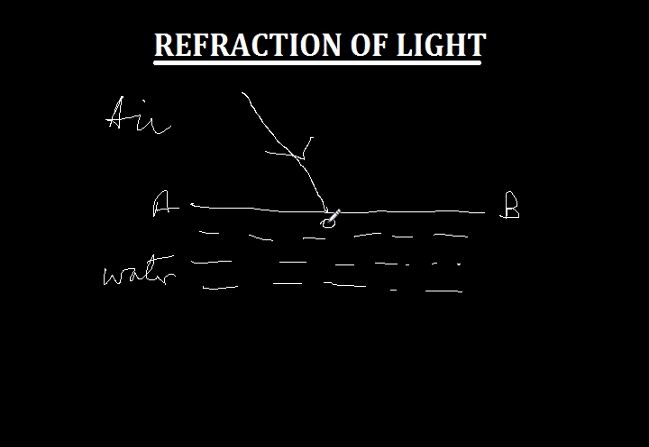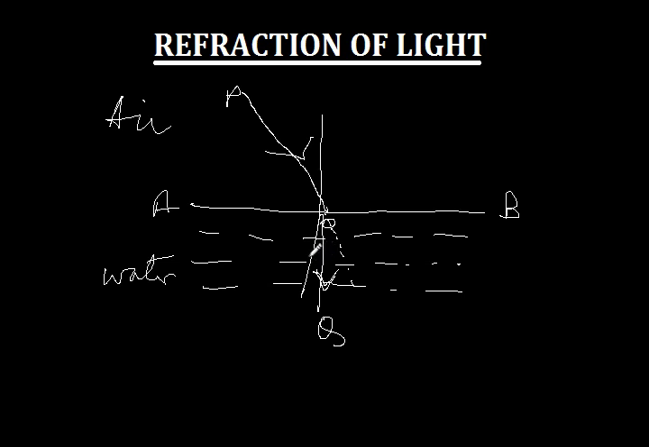Now, when the ray takes entry in the second medium, it will change its direction. The original direction was this, now it will go in this direction. EO was the incident ray and OQ is the refracted ray. This phenomenon of change of direction of light in the second medium is called refraction of light.